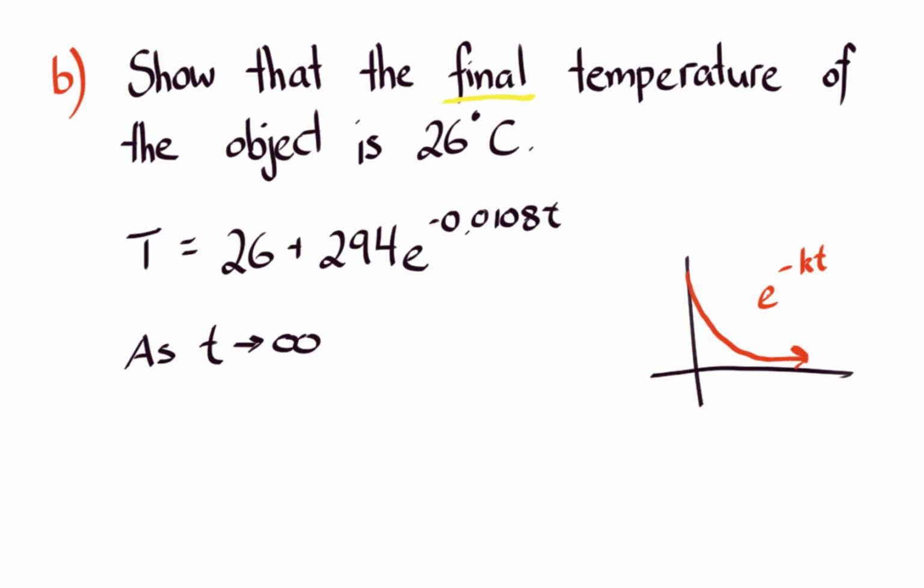So we can state that this value here is going to approach 0. So what does that mean? Well, if this is approaching 0, then 294 times that will still approach 0, and therefore the overall temperature will just approach the 26 value, which is left.